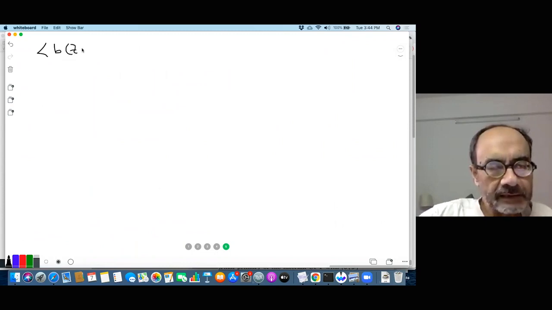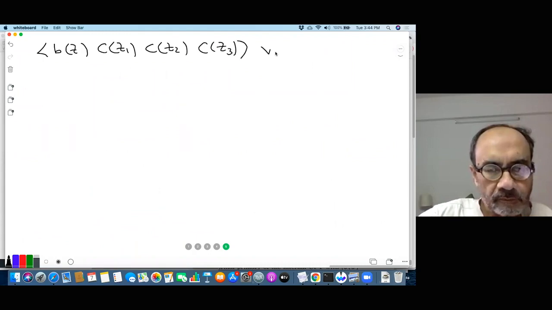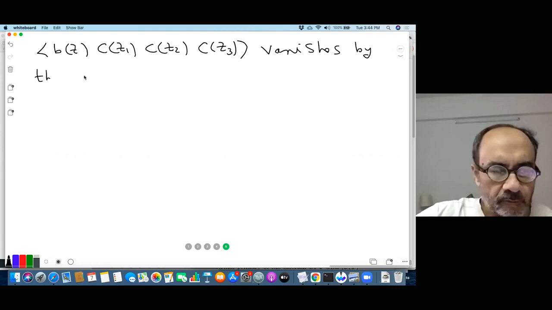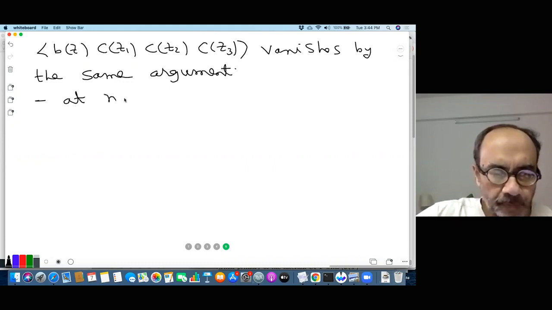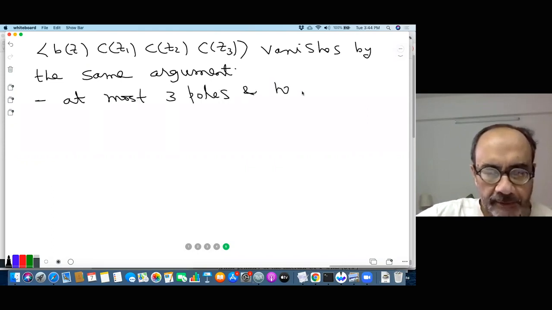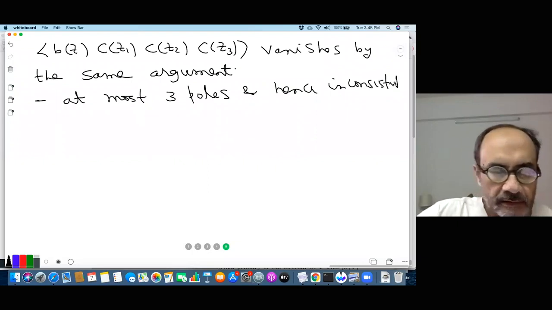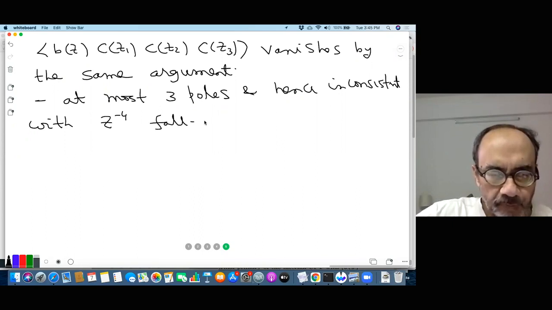Similarly, if you consider this, it also vanishes by the same argument. But it has at most 3 poles, and hence it is inconsistent with the Z to the minus 4 fall off at infinity.